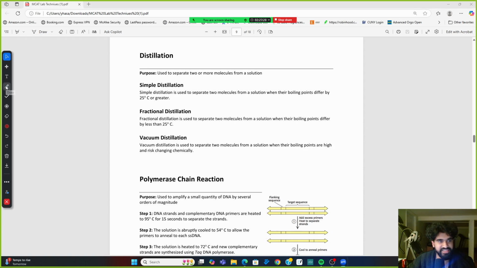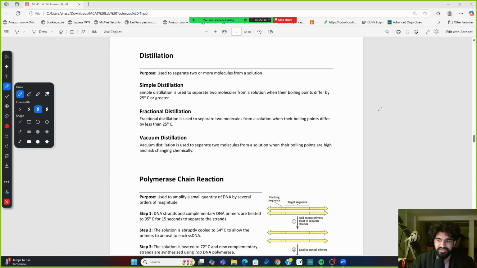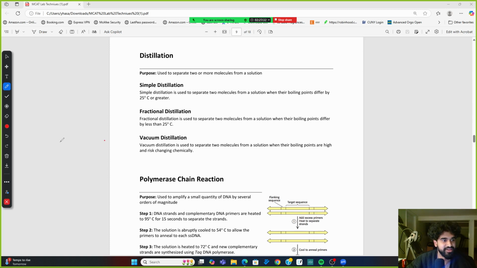Y'all ever seen a distillation apparatus? Okay. Here's how simple distillation works. We got a flask. Boom. We got a sample in this flask. It goes up a column, comes down this condenser, comes out the bottom, falls into a flask of its own.